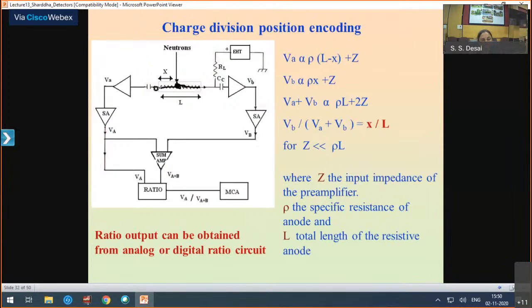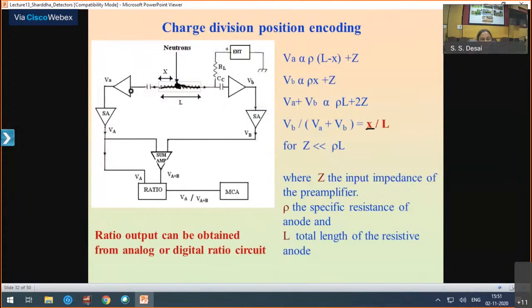When our charge is divided, we receive different output voltages at both ends, and this is the way they are processed. So the output VA varies from the output VB because of the position difference. When these two pulse amplitudes are processed through VB upon VA plus VB, it gives you an output which is proportional to position. So this X can be measured through position encoding of charge division.